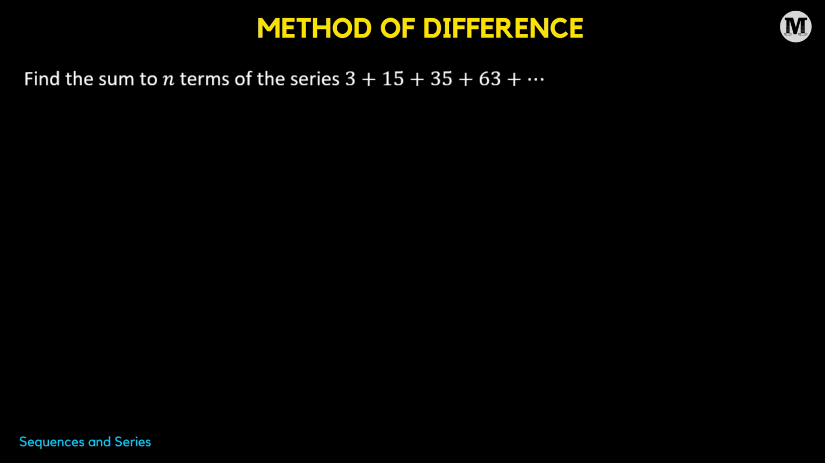Find the sum to n terms of the following series. Let us begin. So here we have the series that's given by 3 plus 15 plus 35 plus 63, and we have the rest of the terms.